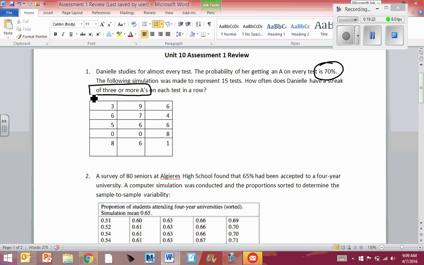Circle that on each test row. So each row goes from left to right. Column is up and down. Row goes from left to right. They're trying to figure out what are the chances that she has 3 A's in a row. All right, let's see how I can say this. I know to do these simulation problems, you're going to start by writing out the numbers 0 to 9.